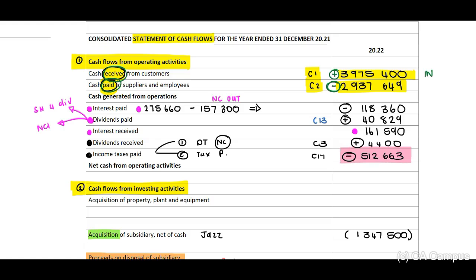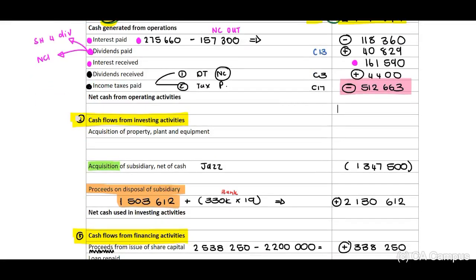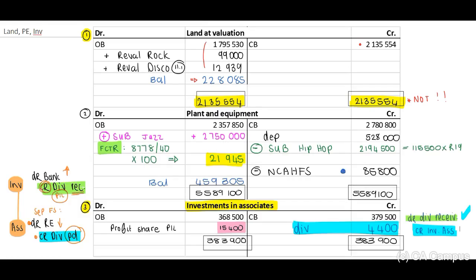Right, we've now completed our cash flows from operating activities. Let's move on to our cash flows from investing activities. Now, when we refer to our T accounts, first we are able to identify calculation 1, land. On the debit side, we have an amount of 228085, and when you refer to our plant and equipment, on the debit side, 459305. Again, both of these amounts are included on the debit side.